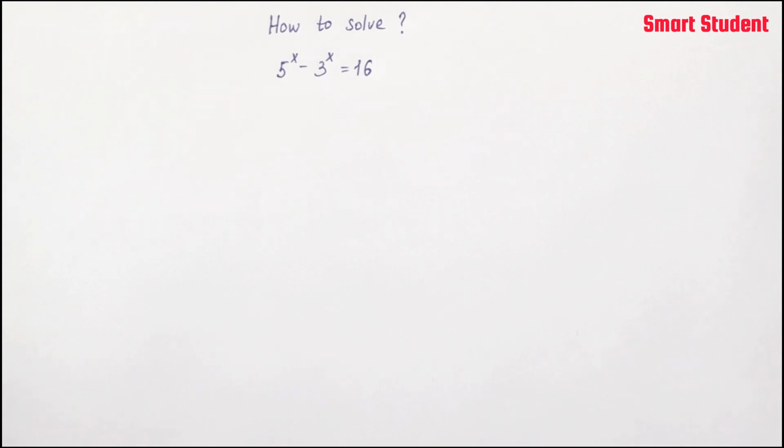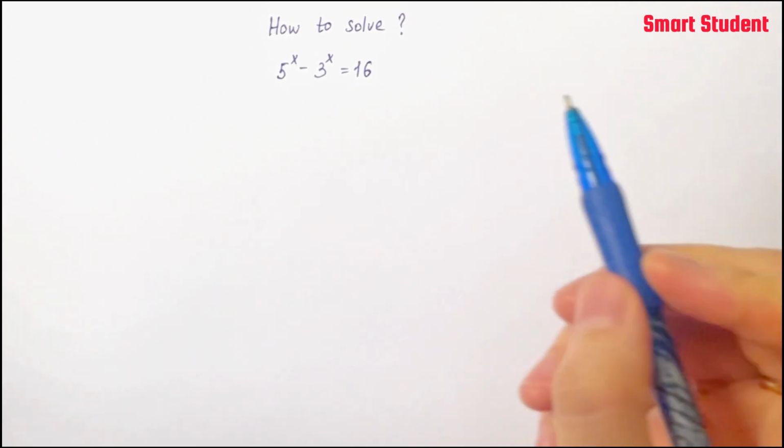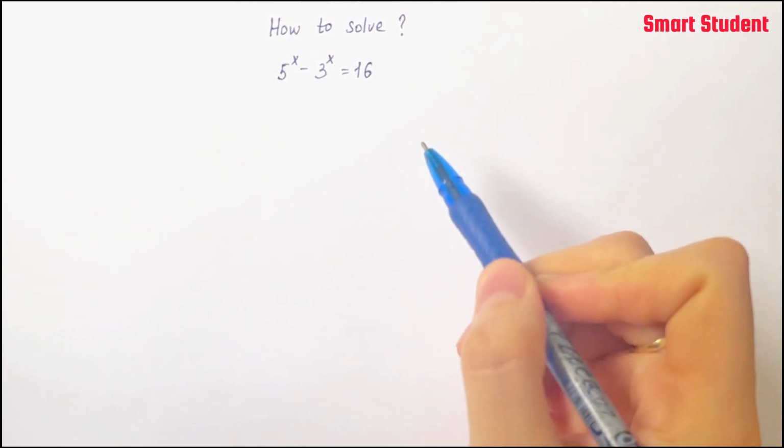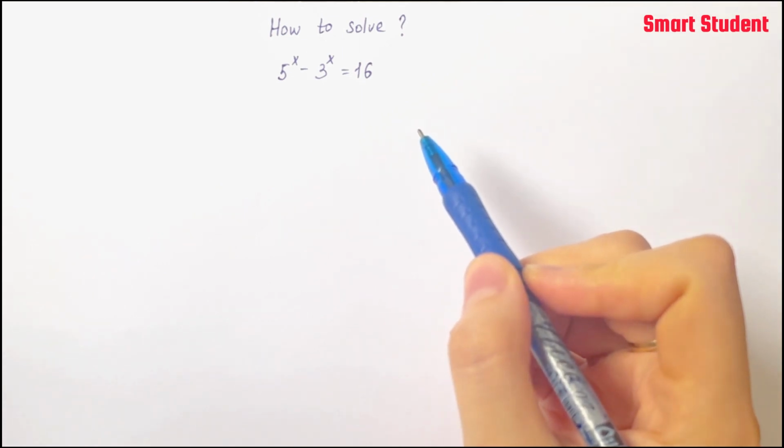Hello everyone! In this video we're going to be solving a nice exponential equation. We have exponents on one side and a number on the other side. So we have 5 to the power x minus 3 to the power x equals 16.